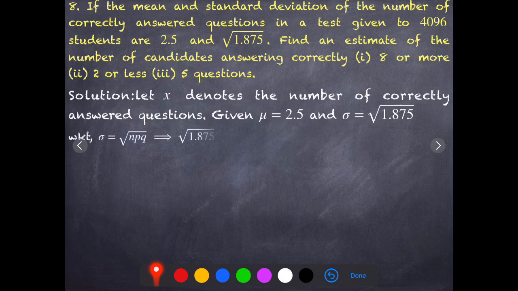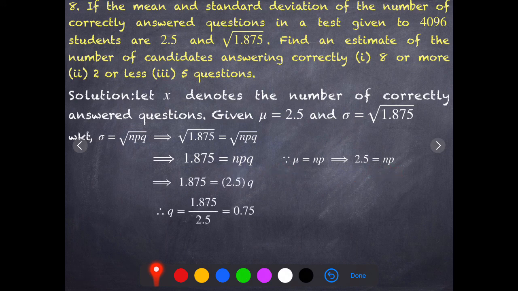We know the formula of sigma in binomial distribution is root NPQ. They are given the value of sigma, that is root of 1.875 is equal to root NPQ. So the square root gets cancelled, and also they are given the value mu is equal to 2.5. We know that the expression for mu is equal to NP, that is 2.5 is NP. In place of NP I will substitute 2.5 and simplify, we will get the value of Q is equal to 0.75, and we know that P is equal to 1 minus Q, we will get the value of P is equal to 0.25.